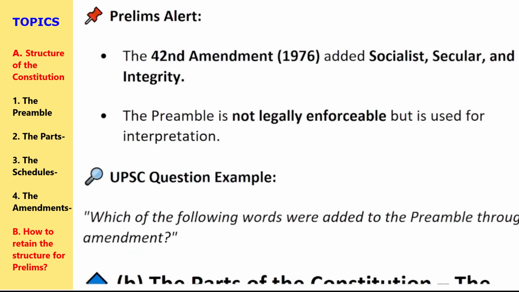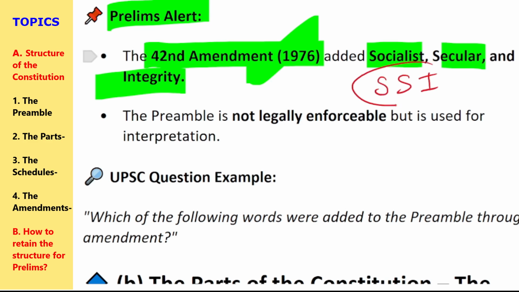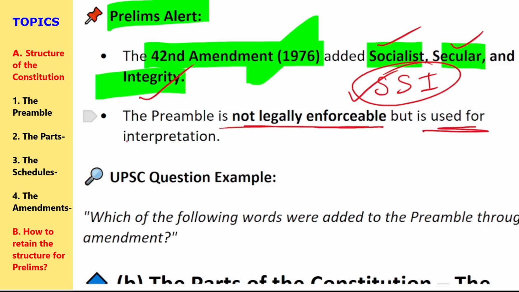Here is a prelims alert for you. As I told you in previous videos also, the 42nd Amendment 1976 has added socialist, secular, and integrity. These three terms you remember, SSI: socialist, secular, and integrity. The preamble, you need to remember one more thing. The preamble is not legally enforceable, but is used for interpretation.